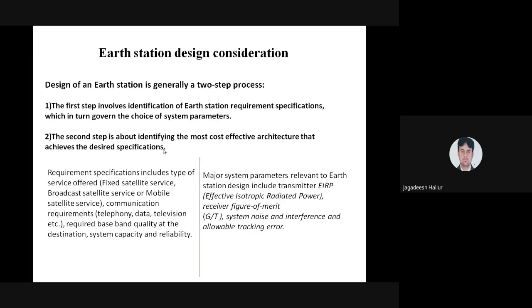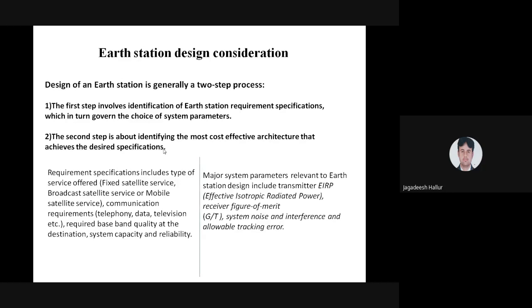That is very important. In these parameters, the first step involves the identification of the Earth station requirement specification. What does the Earth station actually require? That requirement is very important, which in turn governs the choice of system parameters.